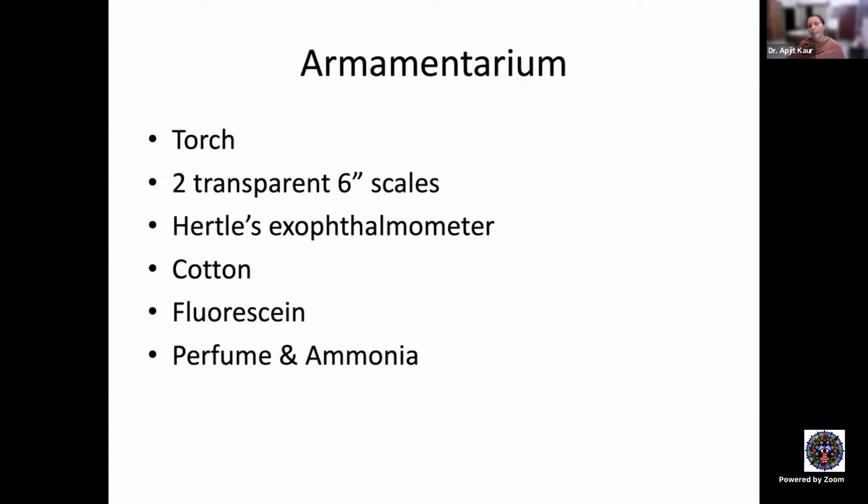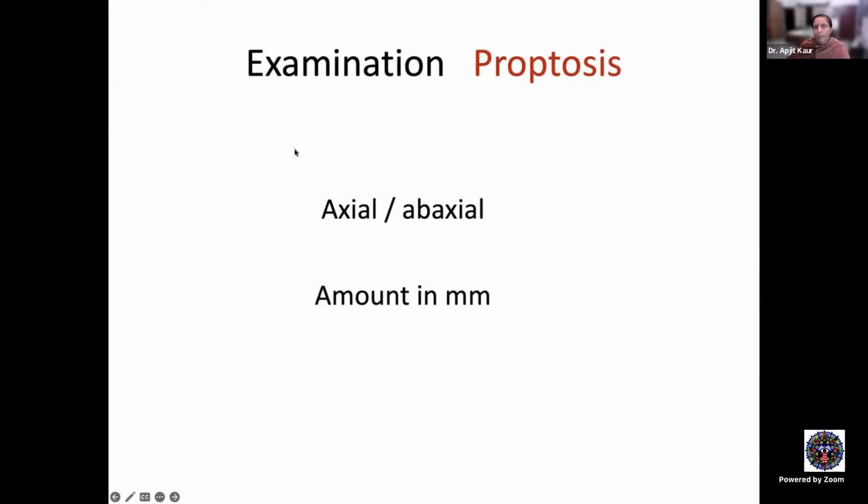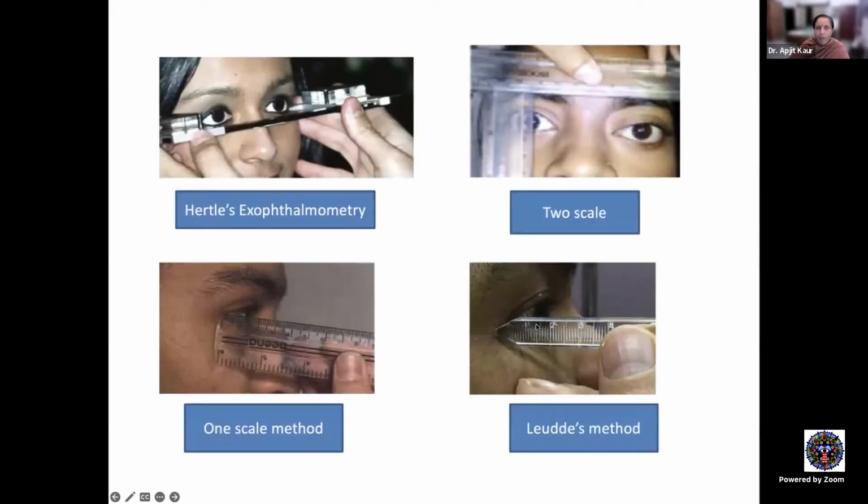So to evaluate a patient of proptosis, what do you need? You need a torch. You need 2 transparent 6-inch scales. You need a Hertel's exophthalmometer. You need cotton, fluorescein, some perfume, and a little ammonia. Coming to this examination, then again, we see whether it is axial or abaxial and how much is it. This how much will be dealt by these different methods. You can choose any one of them, either the Hertel's or the 2-scale method or the 1-scale method or the Luedde's method.